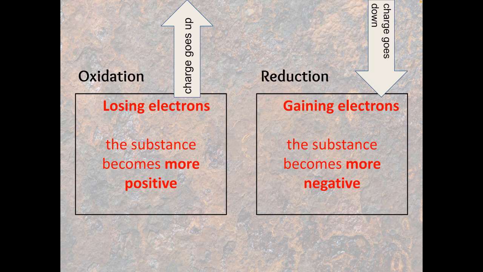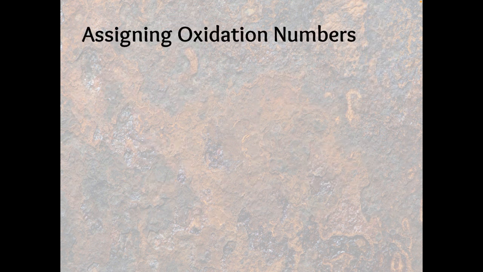Let's look at the right-hand side of the screen now. Reduction. Reduction is gaining electrons. And since electrons are negative, that means the substance is going to become more negative. If you gain negative thoughts, negative feelings, negative things, your overall charge is going to go down. So if the charge is decreasing, going down, that's called reduction.